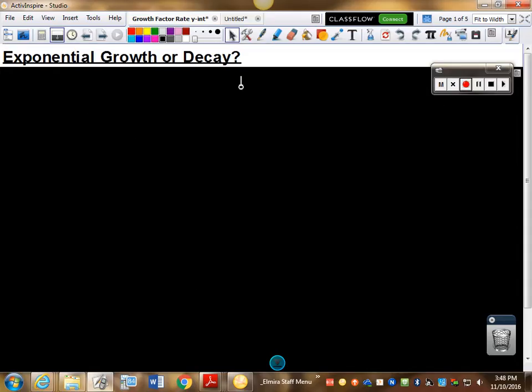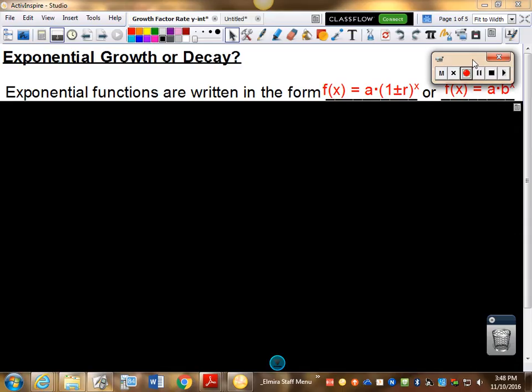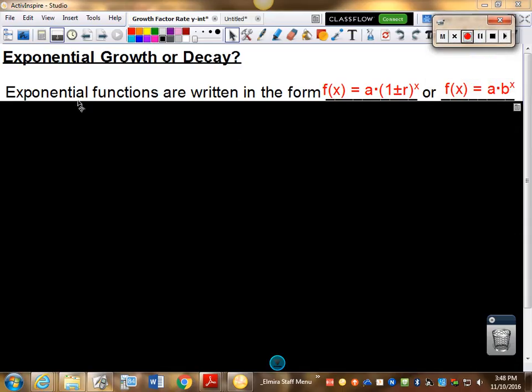First, some vocabulary for exponential growth and decay. Exponential functions are written in the form f of x equals... here's the formula that we use when we're doing compound interest. It's also the formula we use when there's a percent involved. And then this is the simplified version of exponential functions: a number times another number to the x power.